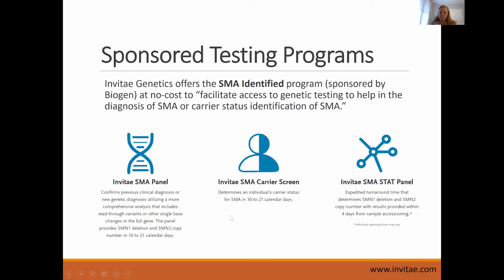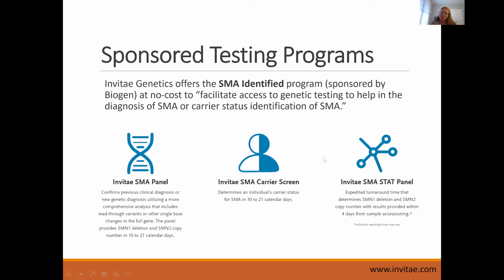And so they offer 3 different panels. The first is their just standard SMA panel, where they look at SMN1 copy number first, followed by sequencing of the gene if they need to, and then SMN2 copy number as well, which is done in just a few weeks' time. They also have carrier screening, which just looks at SMN1 copy number, also done in a few weeks.